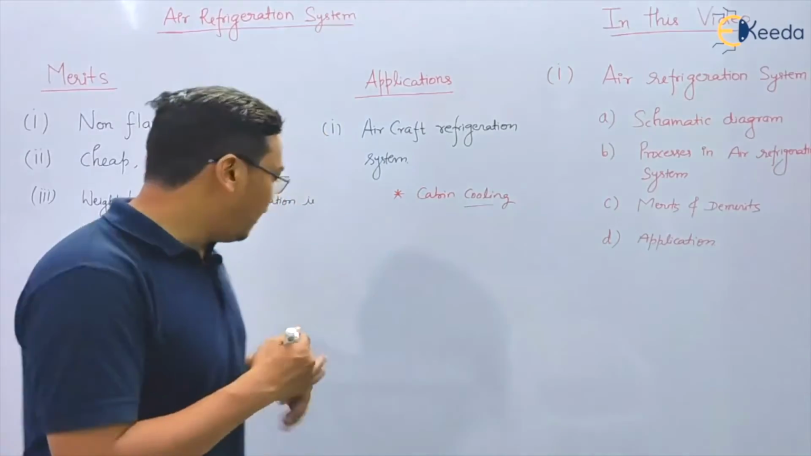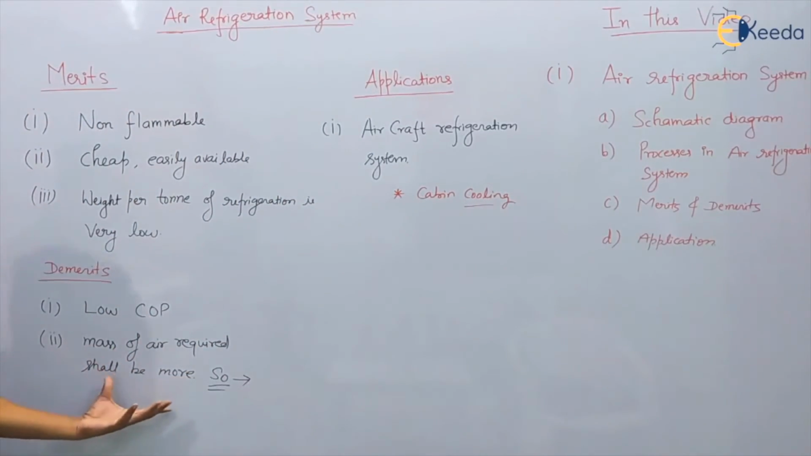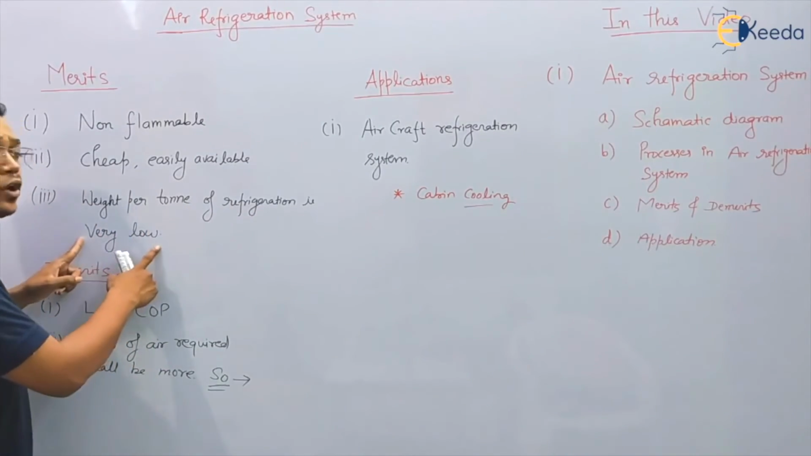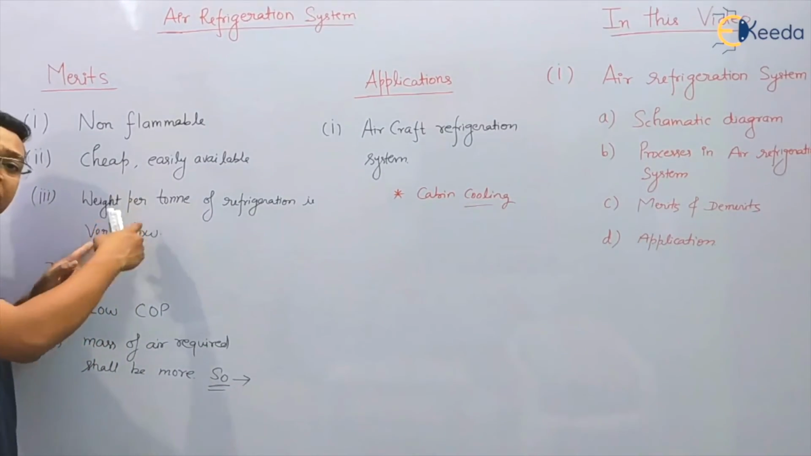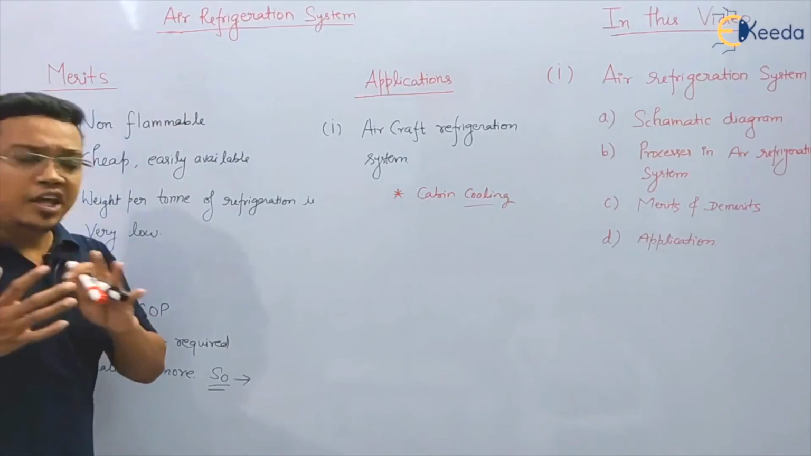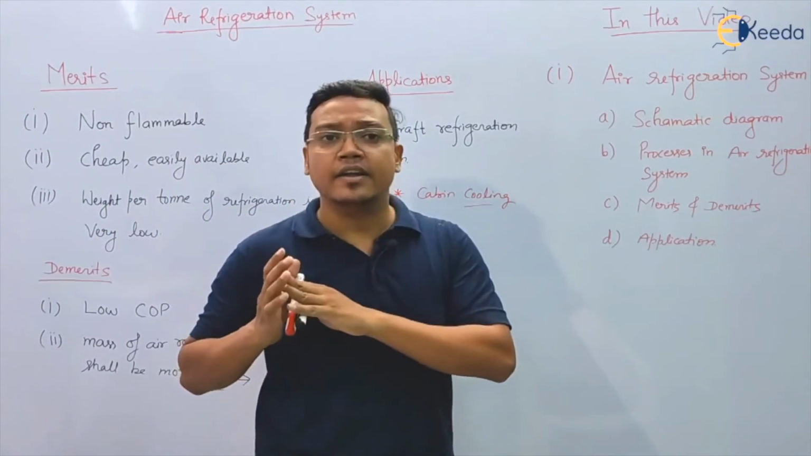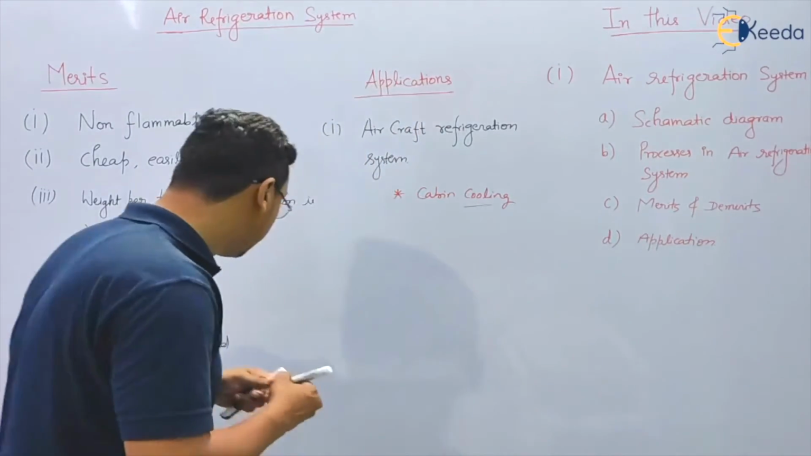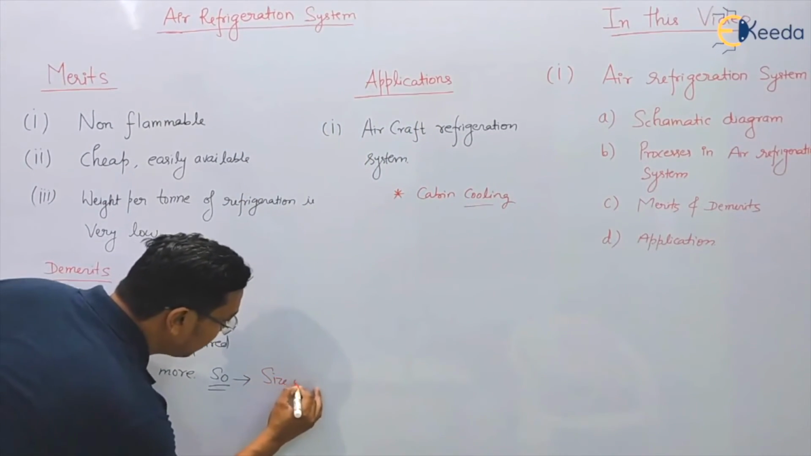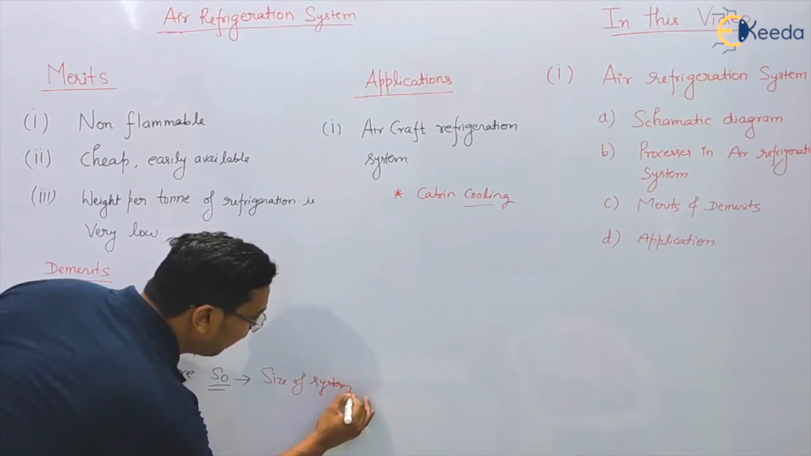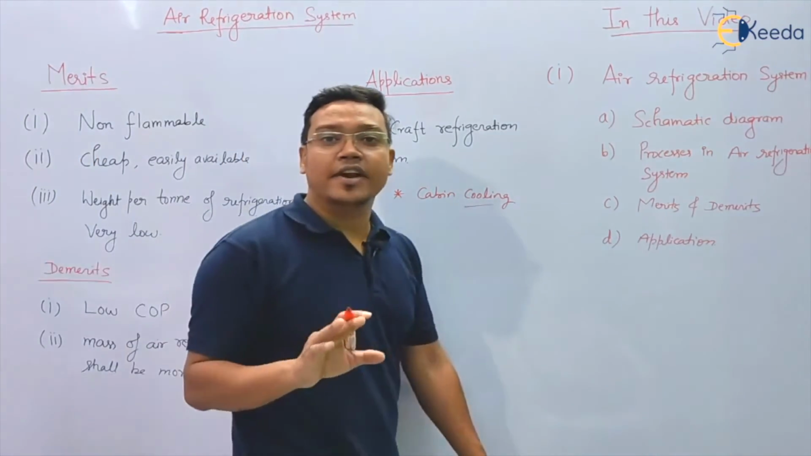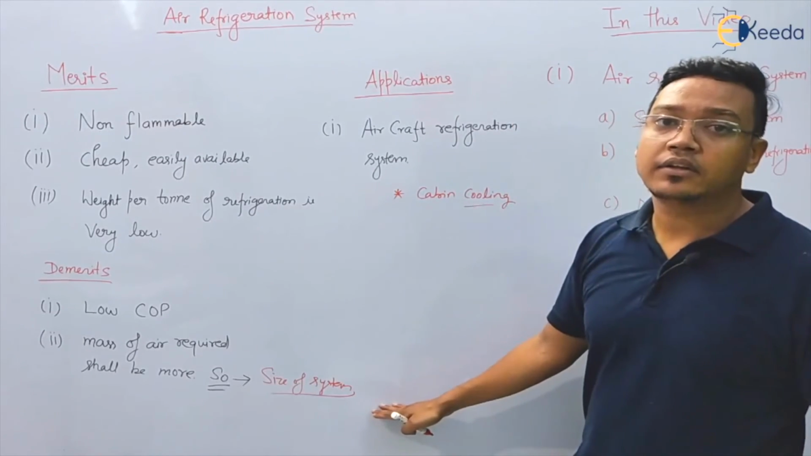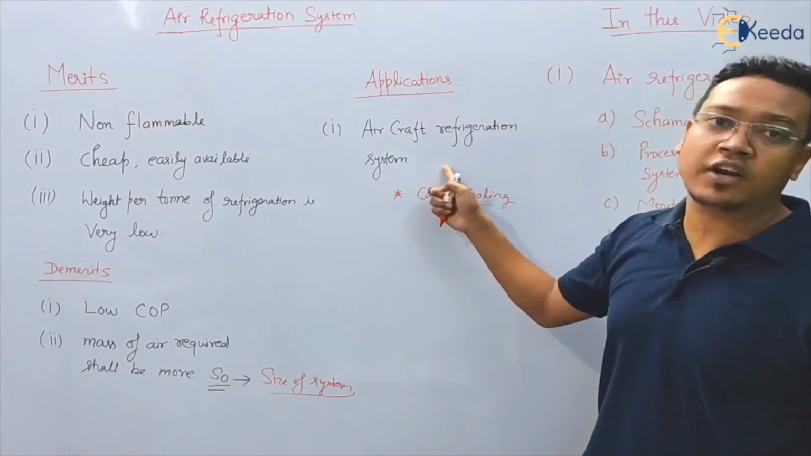In the air refrigeration system, mass required is more, because I have already told that weight per ton of refrigeration is very low. If it is very low, because of that mass required is very high. If mass required is very high, then size of the system is very big. It is not like a window AC or split AC. That's why the size of the system is very big. Because of this reason, it is used in aircraft refrigeration system.